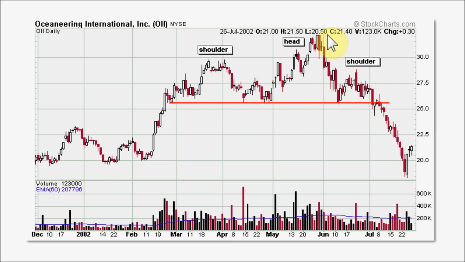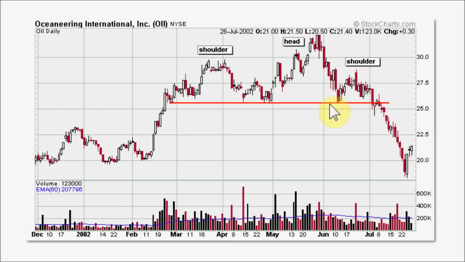A head and shoulders is characterized by a head, which is the highest point, and then the shoulder. Either one of these could be considered shoulders, and they can have multiple left and right shoulders. This one only has one right shoulder.